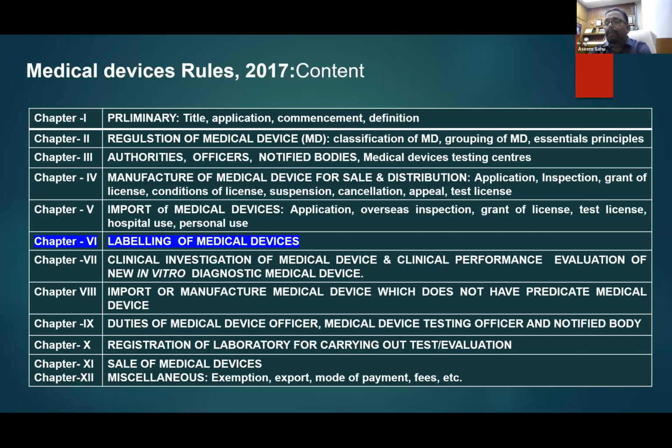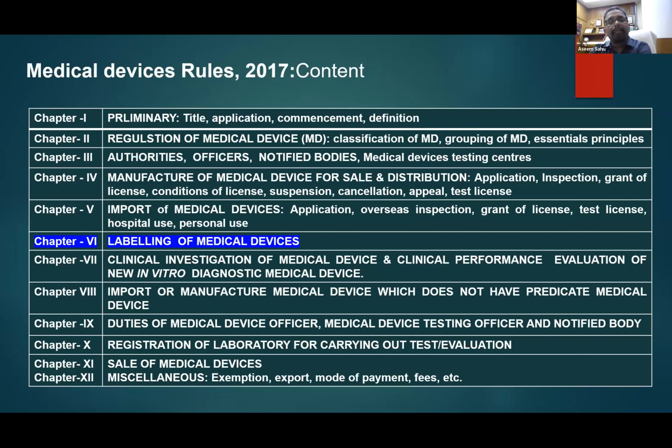Chapter 4 is the requirement for the manufacture, sale and distribution of medical devices, where we have made provisions on how to obtain a manufacturing license, what its validity is, what the requirements are, all under Chapter 4. Chapter 5 mainly focuses on the import of medical devices, where we have made the same provisions for the requirements of applications, technical documents, and licenses.